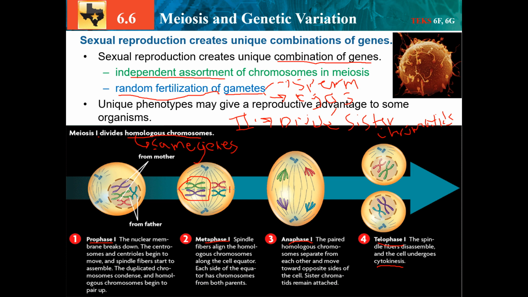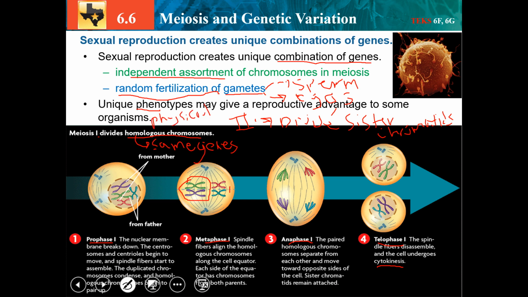You have random gametes, and then it's random which of these gametes come together in fertilization. And so this provides unique phenotypes. So phenotypes, to remind you what that is, phenotypes referring to the physical appearance. So physical.